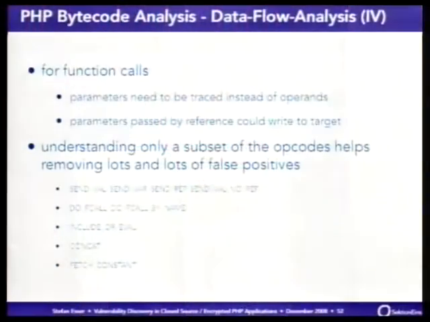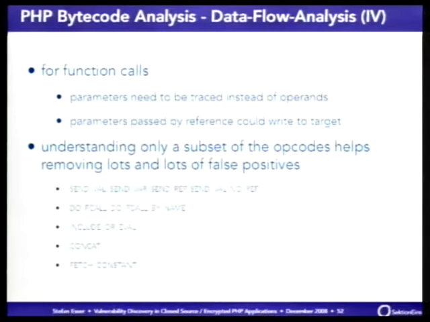Yeah, and this all looks very, very complicated, but when I experimented around with this, I first implemented only a very small subset of the opcodes. You can see all the opcodes below. These are very, very few, but they help you a lot to eliminate a lot of false positives when you're searching for include or require or eval statements that are unsafe.